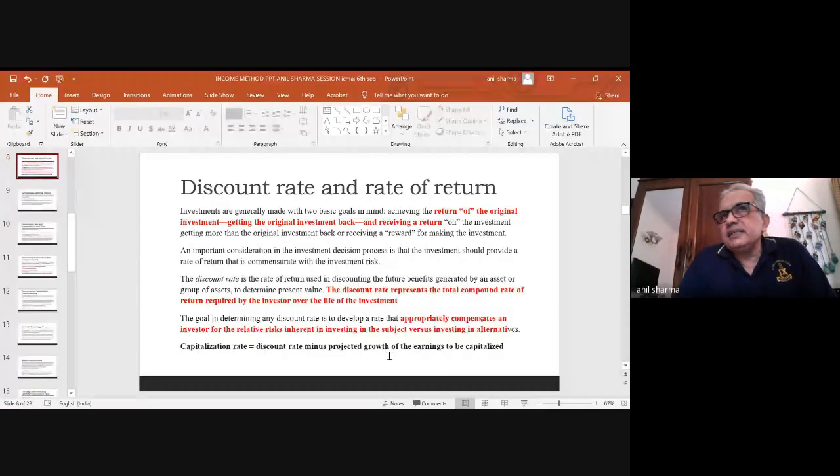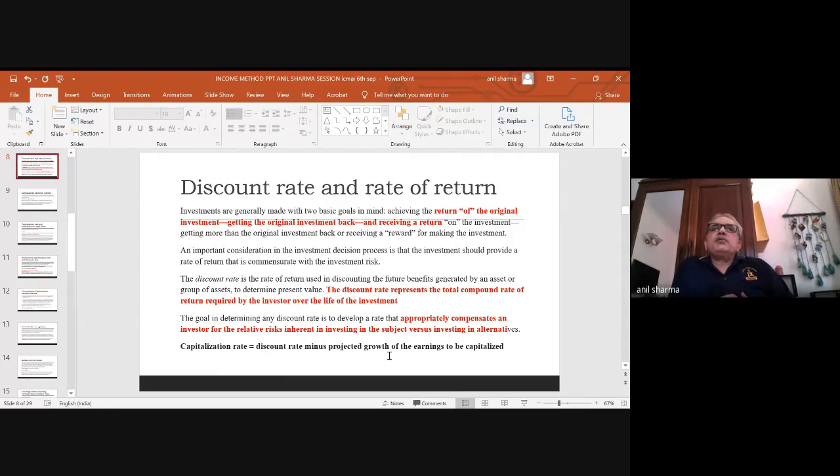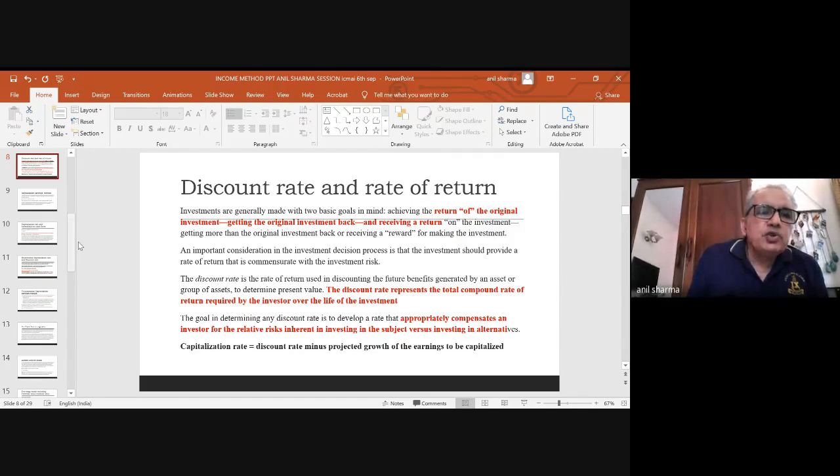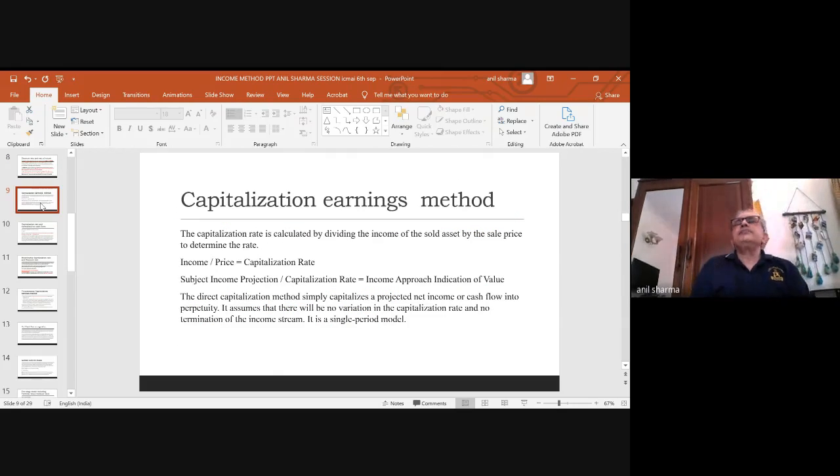So therefore, we'll come to the concept of what is called the capitalization rate. Now, the capitalization earnings method is one method of calculating the value of an asset, right? In the capitalization rate, you take the rate of growth and the discount rate. You subtract the rate of growth from the discount rate, and that is called your capitalization rate. And we will see how we use this capitalization rate to come to the value of the asset on the basis of income, right?